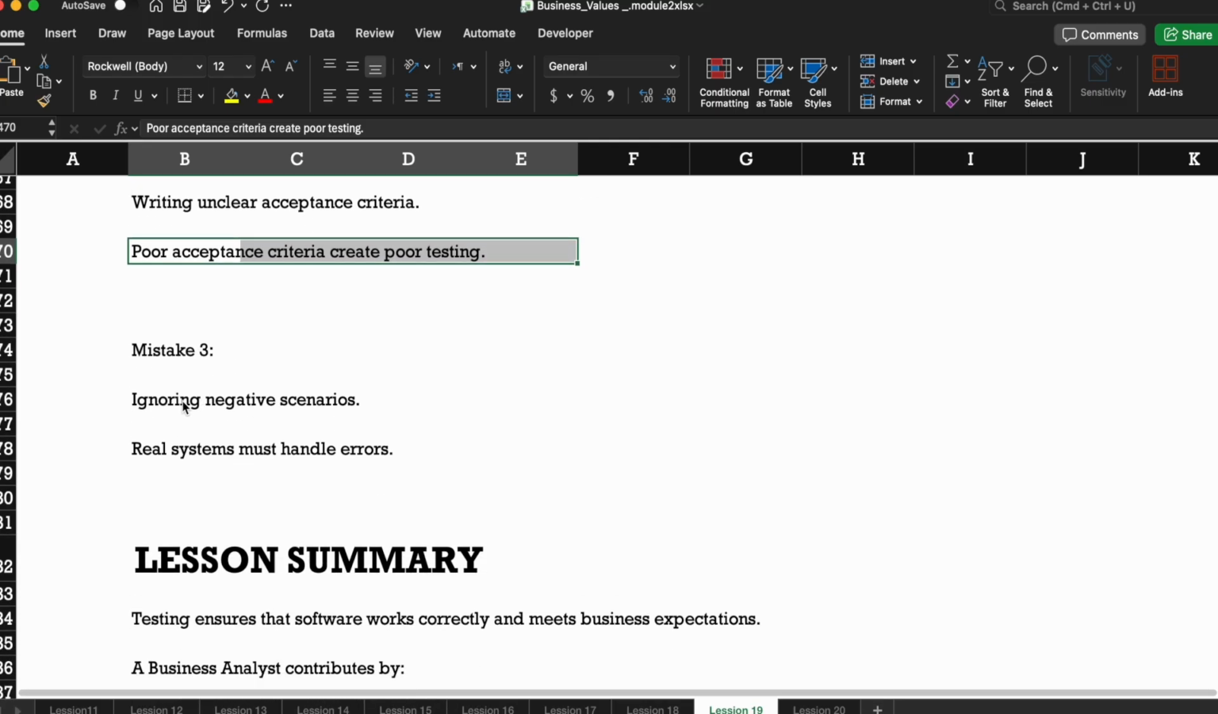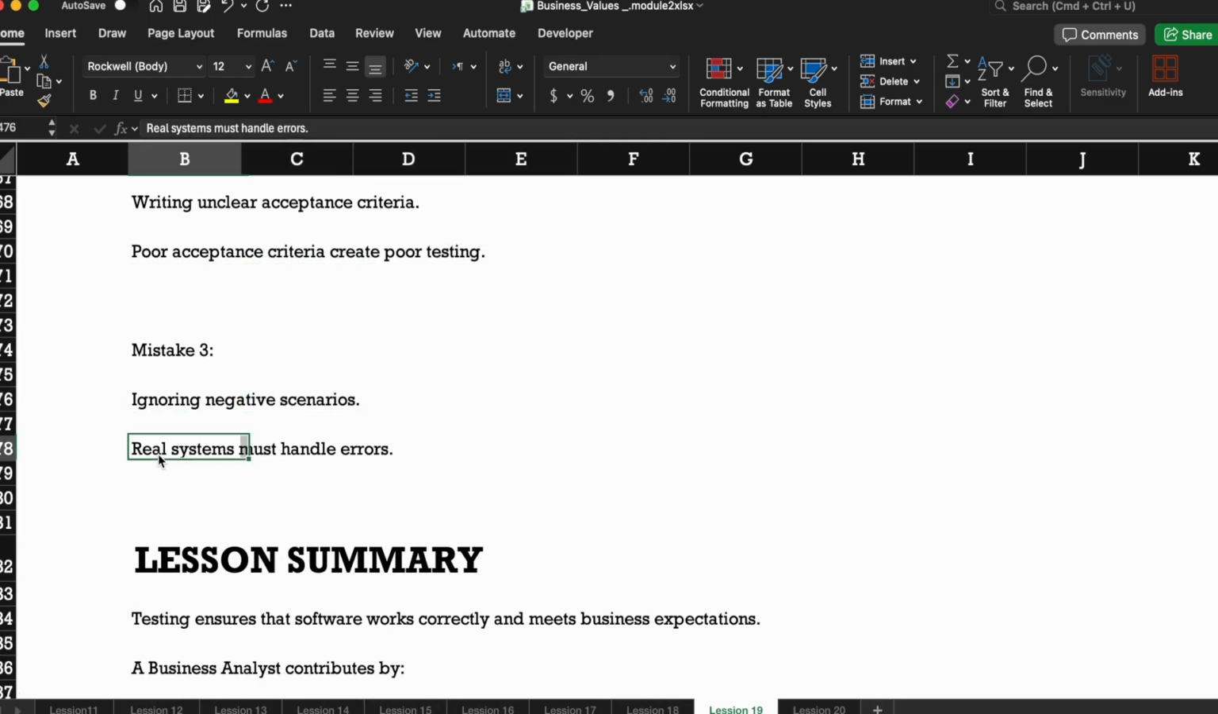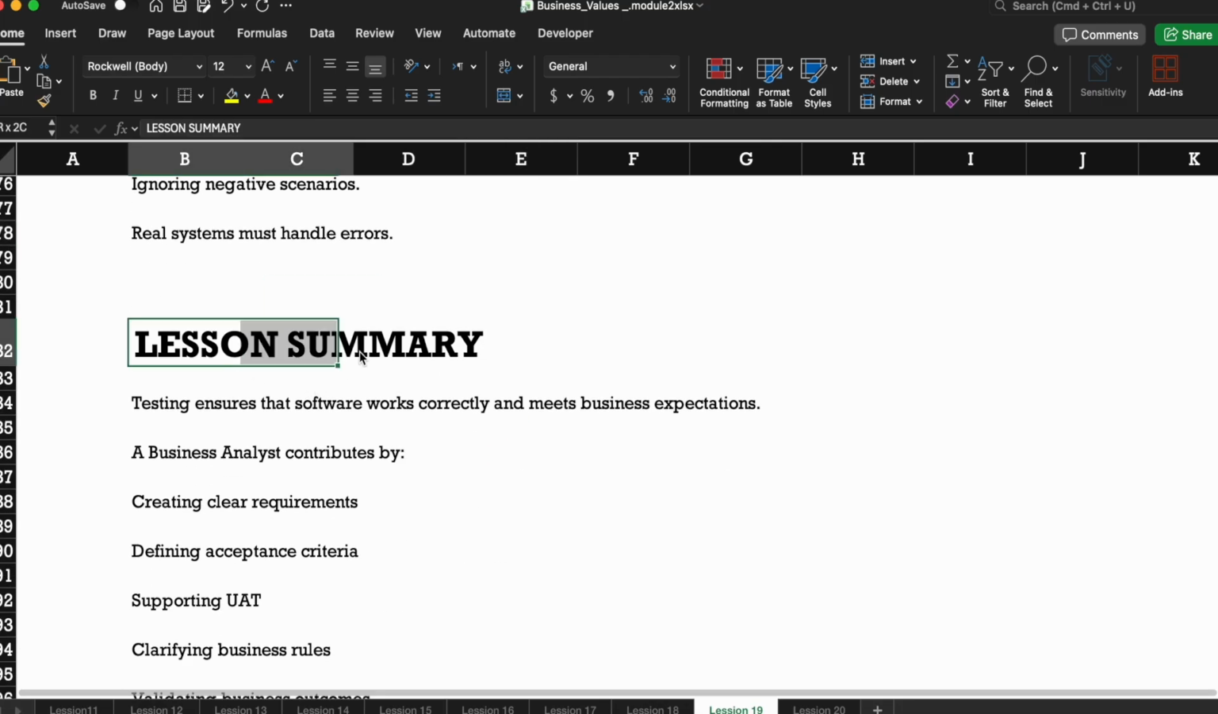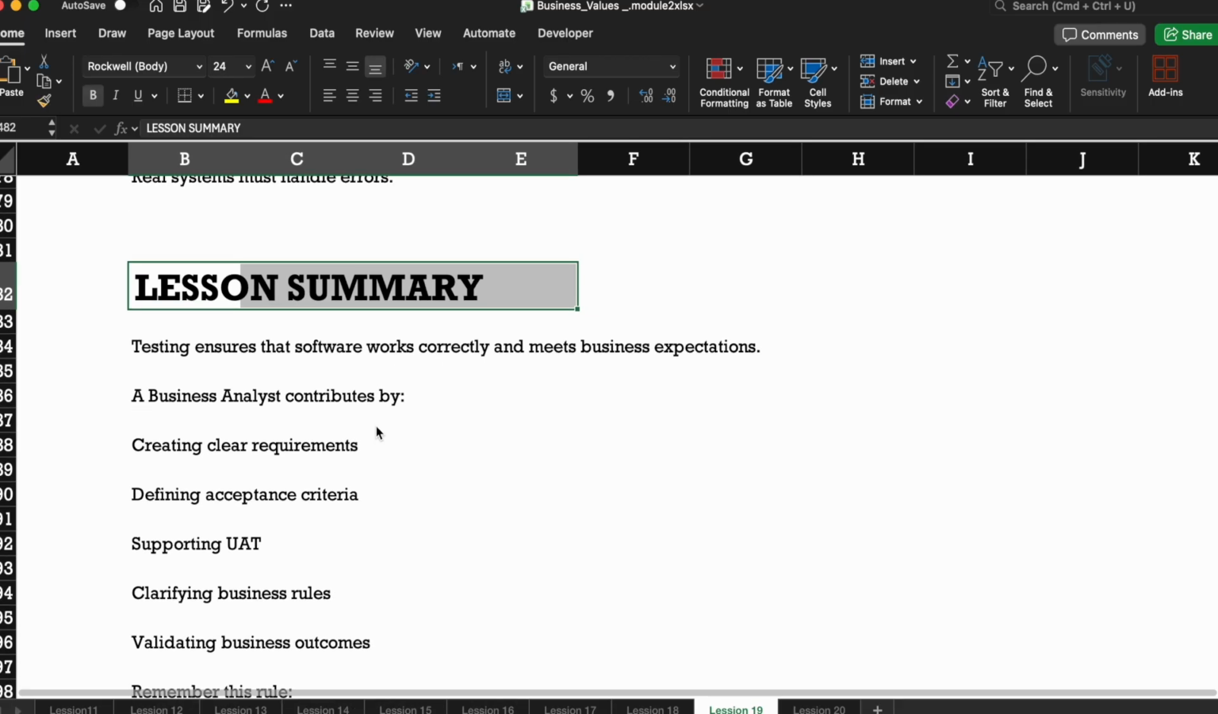Mistake number 3: ignoring negative scenarios. A real system must handle errors, right? If you don't tell the system what to do, the else condition, the exception handling, the system could crash also, right? So that's why it's very important. Same as the happy path, you have to capture the exception handling scenarios so that the developer can code your system to work faster and more reliably. Okay, so lesson summary: testing ensures that software works correctly and meets business expectations.